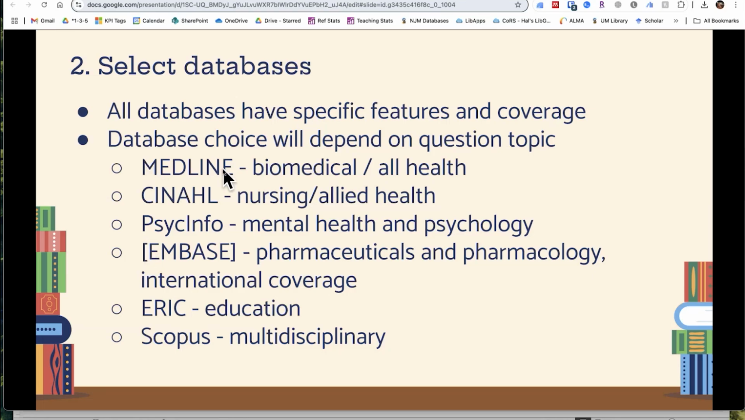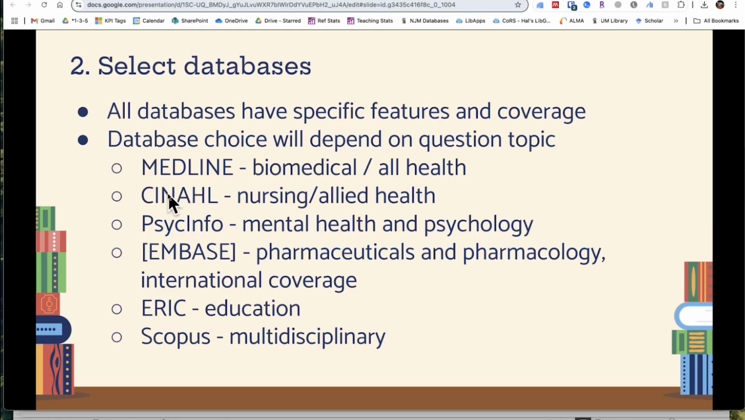Ovid Medline covers all areas of biomedicine. It is typically the first place that all searches start. It's just standard practice. You build your first search in Medline, and then you go through and adapt it for the different databases. And really, which databases you choose are going to depend on what your question is, what your topic is.